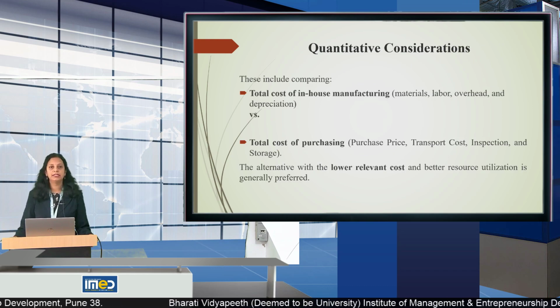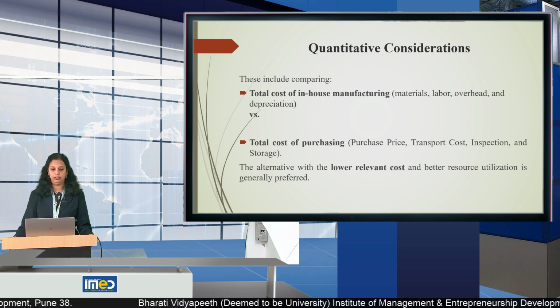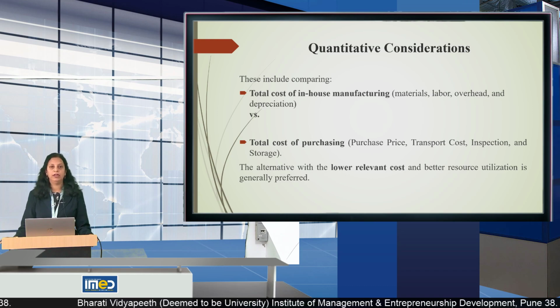Now, first we will see the quantitative considerations. These include the total cost of in-house manufacturing. All of you must have learnt about the elements of cost, that is material, labor and expenses, and direct and indirect. The total of direct is prime cost and the total of indirect is overheads. So, how the company has to incur the cost while doing in-house manufacturing. All these costs are considered first.